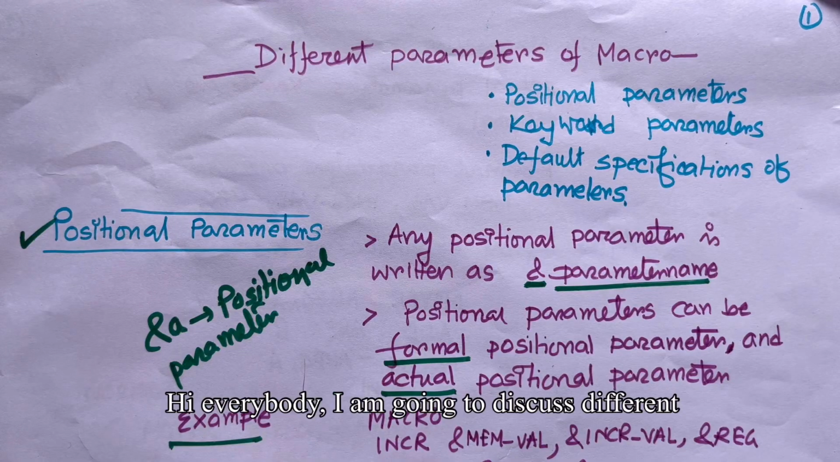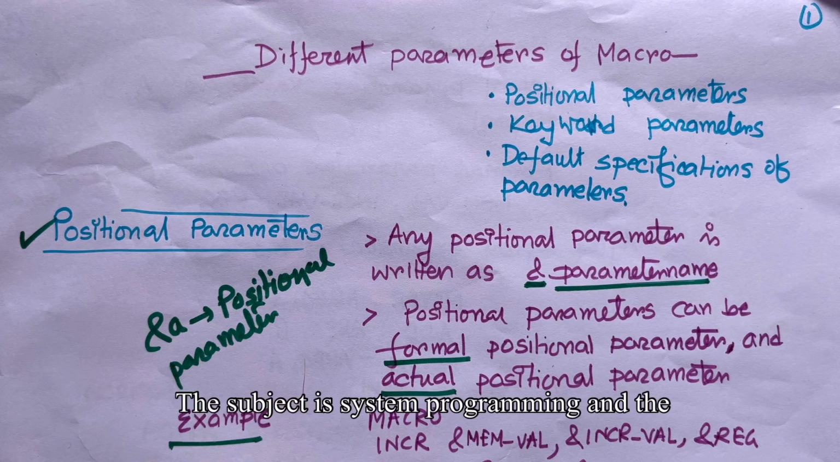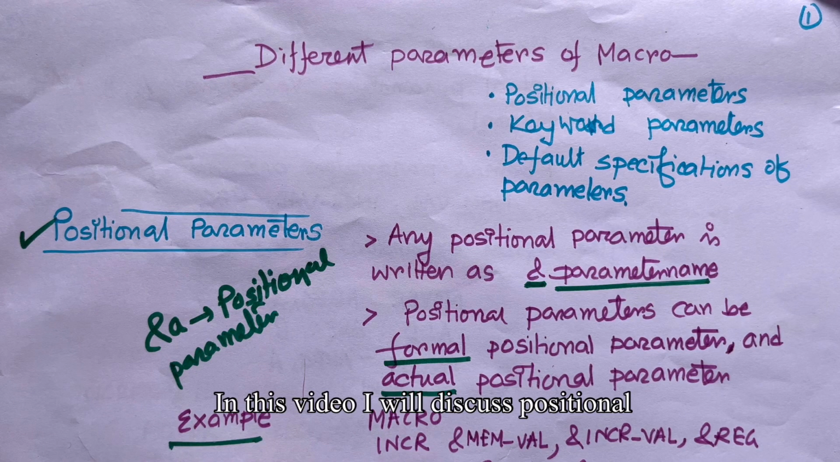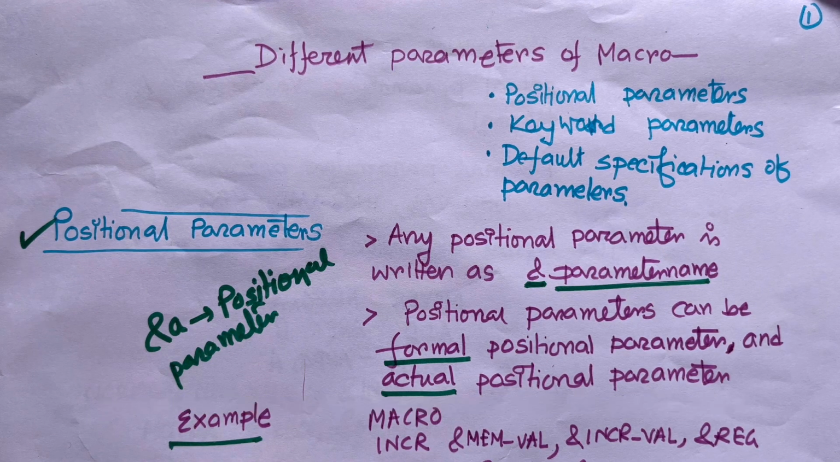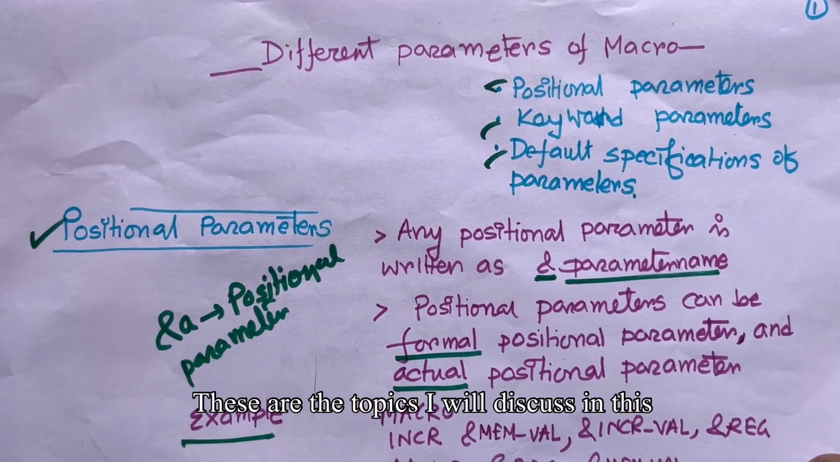Hi everybody, I am going to discuss different parameters of macro. The subject is system programming and the chapter is macro and macro processor. In this video, I will discuss positional parameter, keyword parameters and default specification of parameters. These are the topics I will discuss in this video.